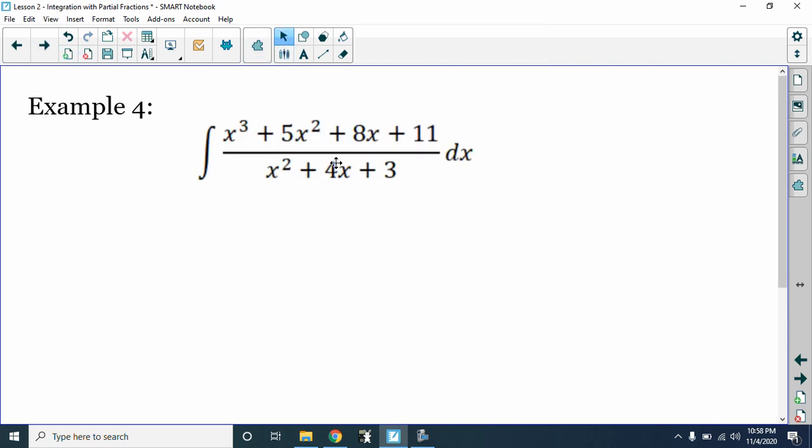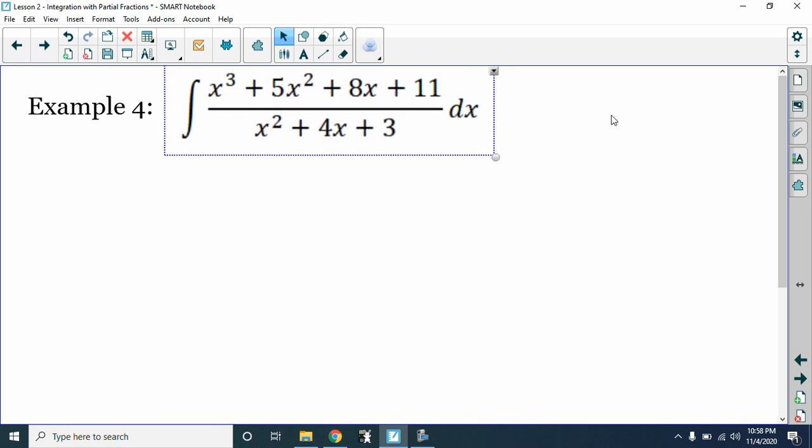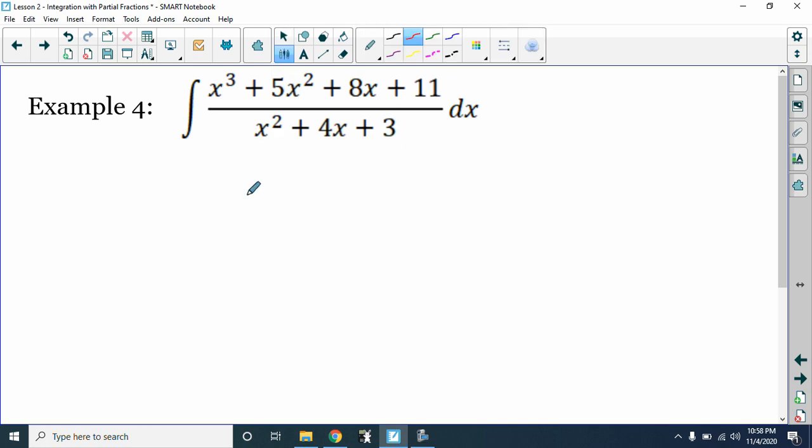Oh boy, example 4. We have the integral of x cubed plus 5x squared plus 8x plus 11 over x squared plus 4x plus 3. This is an improper fraction if the degree in the numerator is greater than the degree in the denominator. Before you start working with the partial fractions, we want to simplify this. And the way we're going to simplify it is by dividing using long division.